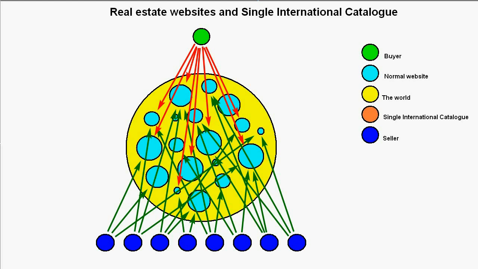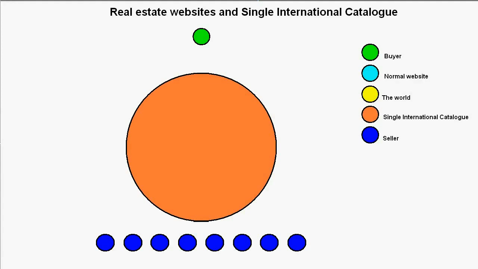Let's now ask ourselves, how high is the probability that a customer among millions and a seller among millions can meet? Really very low. Finally, let's look at the mechanism of the single international catalog. All the sellers of the world can gather their offers together in it, and the customer can examine and compare all of them with a single search, extracting the precise property with just one click, taking a few seconds.